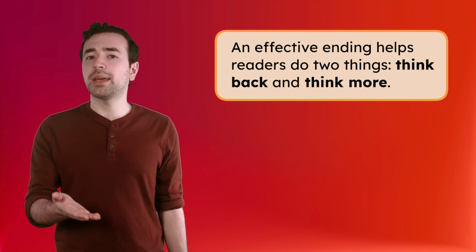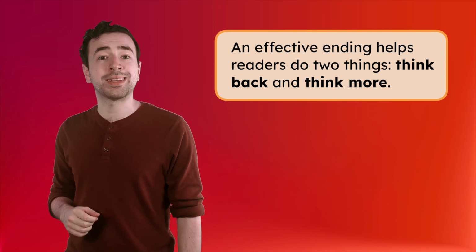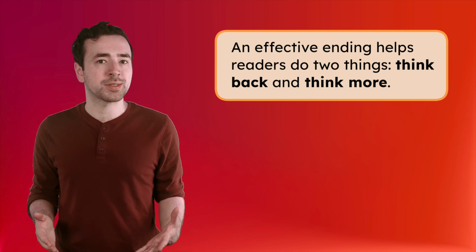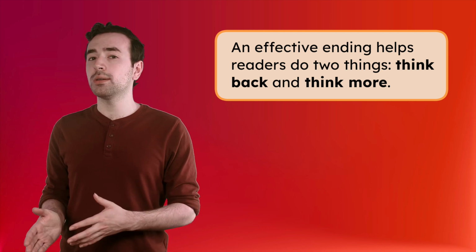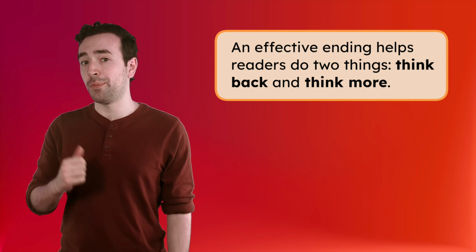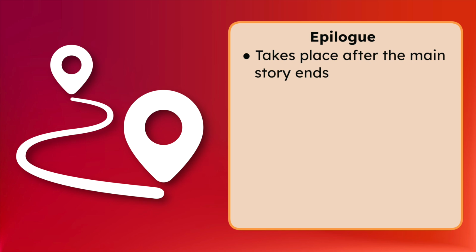Like beginnings, there are multiple ways to approach an ending scene depending on your intentions. We'll look at three of them: epilogues, ambiguous endings, and callbacks. The first ending approach we'll consider is an epilogue. It's a brief scene or summary that takes place after the main story ends and shows what happens long term.